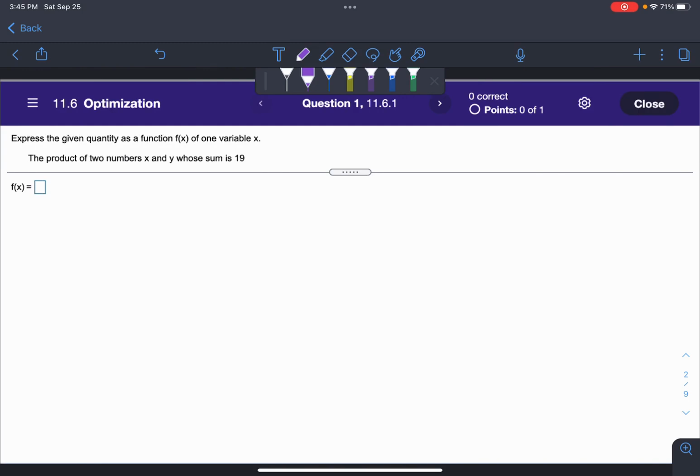All right, so for this problem, we have a quantity, the product of two numbers, x and y, whose sum is 19. So we have x times y, right? Product means you're multiplying. And we want to know this as f of x, so that means I want it all in terms of x, so I have to do something with that y. But we also know that their sum, so that's adding the two, is 19.